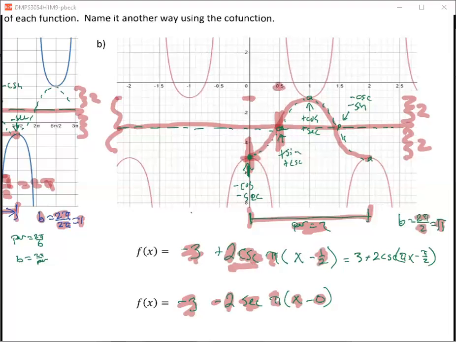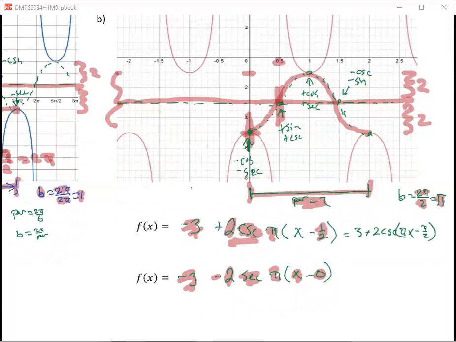That would be fine. If I really wanted to do this as a positive secant instead of a negative secant, I could have said this is negative 3 plus 2 secant. That's still going to be pi, but now the shift is going to be to the right 1. So we could write that as pi x minus pi.